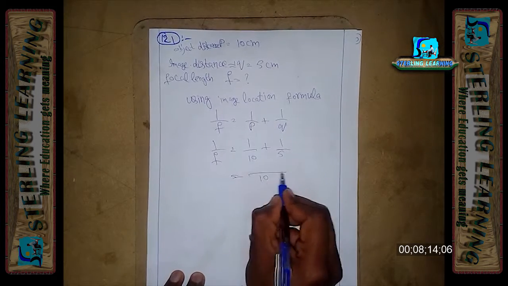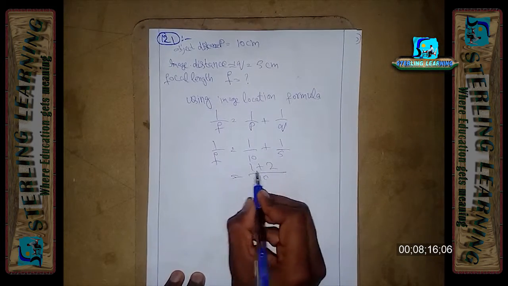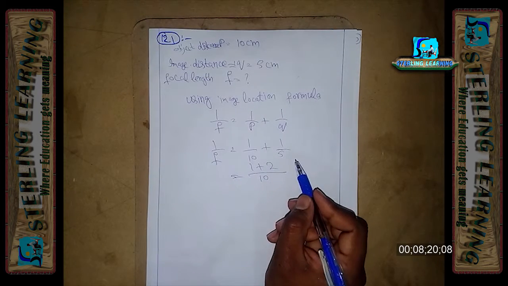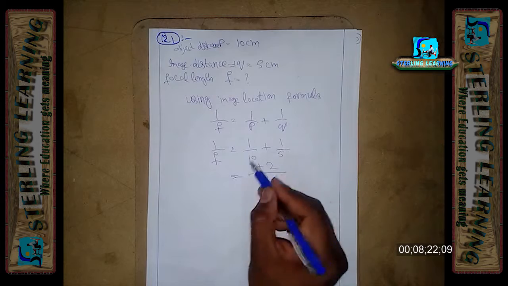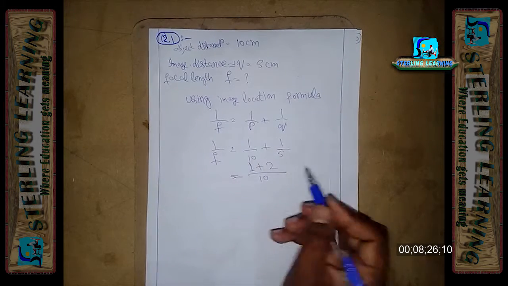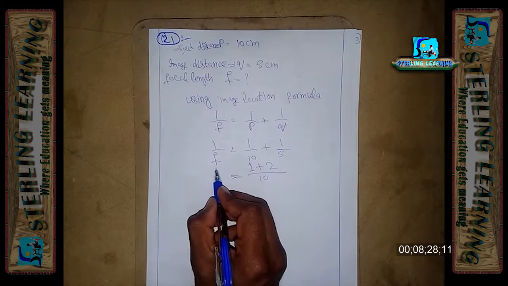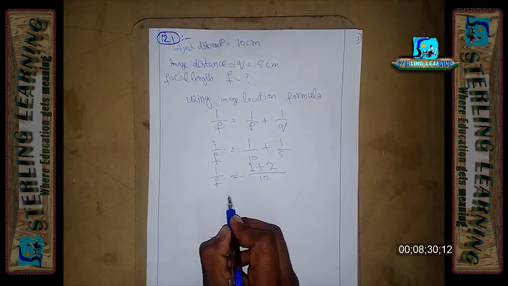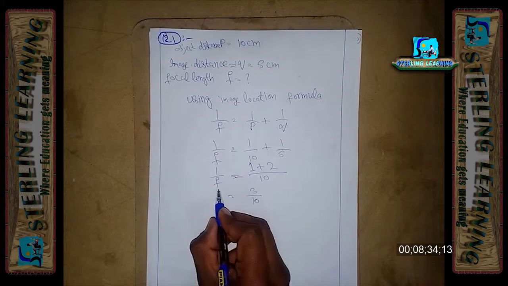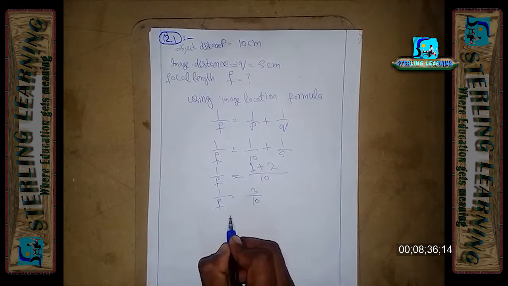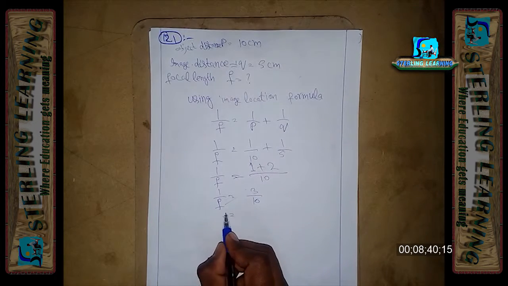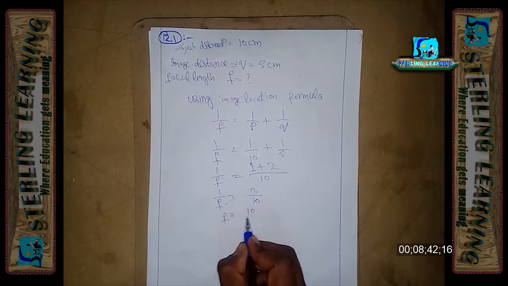LCM of 10: 1 plus 2. The LCM taking part is simple. If you are studying science, then you have studied it a lot, so I do not have any need to explain it to you. You must have knowledge about it. So 1 over F is 3 over 10, and F is equal to 10 by 3.